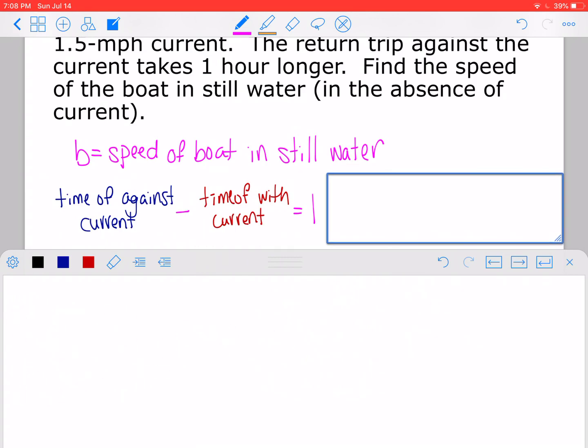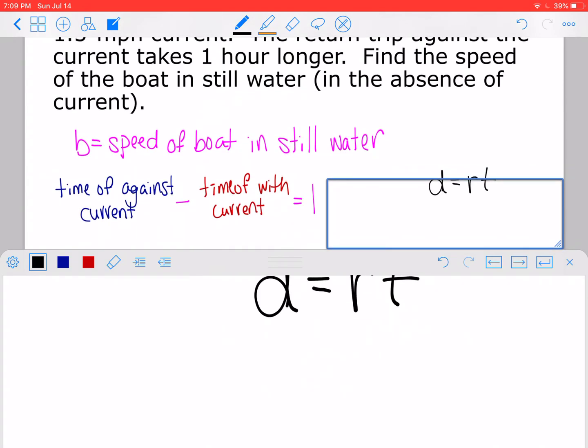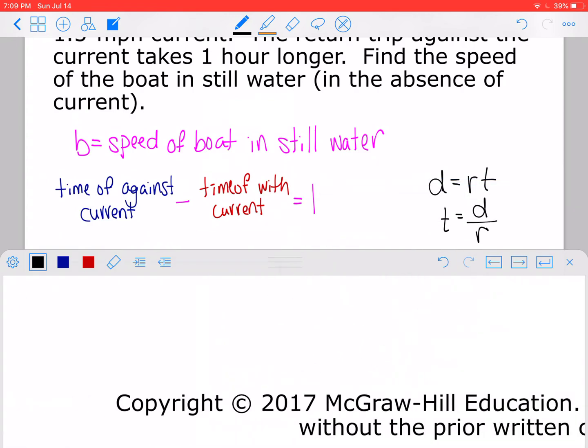Now, something we need to think about here, if we're looking at time, then we need to solve our D equals RT for time. So time would be D divided by R.